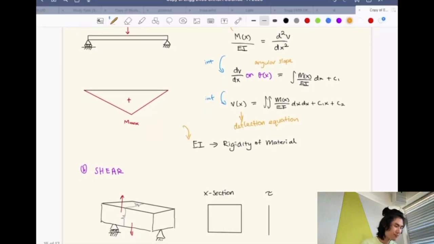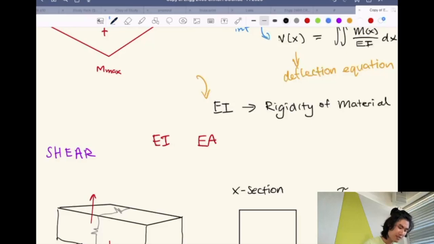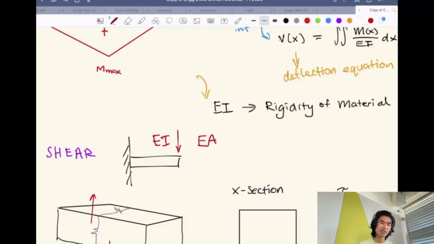In 2303, you have these two values, which are EI and EA. And you'll learn that EI is, let's say this is a cantilever beam, if you were to put a force onto the end of the cantilever, then if the EI is stronger, it will not bend as much. But if the EI was lower, then it will bend a lot more.